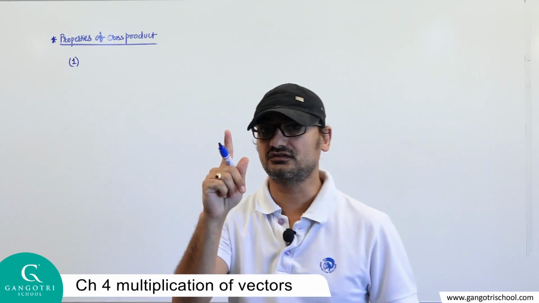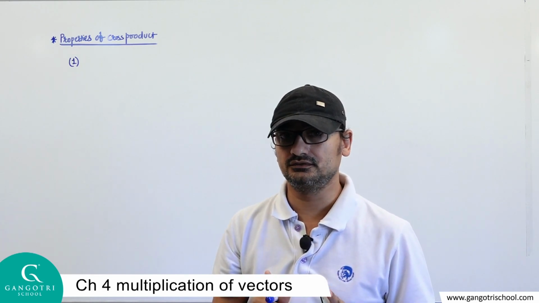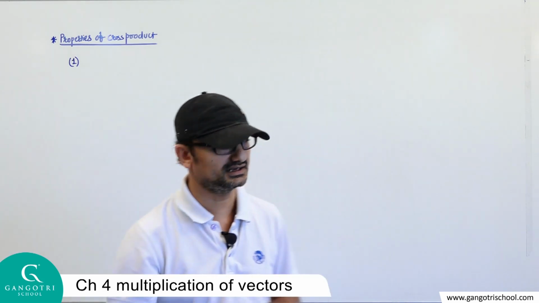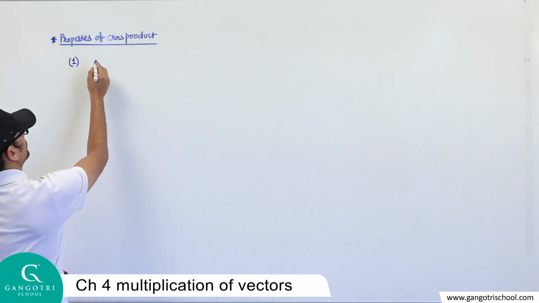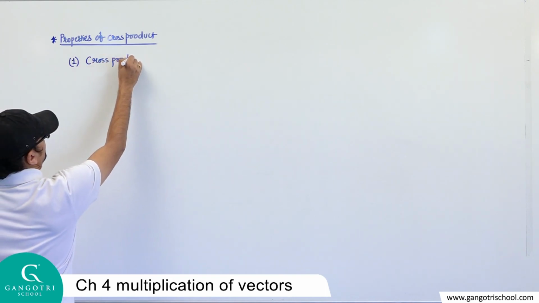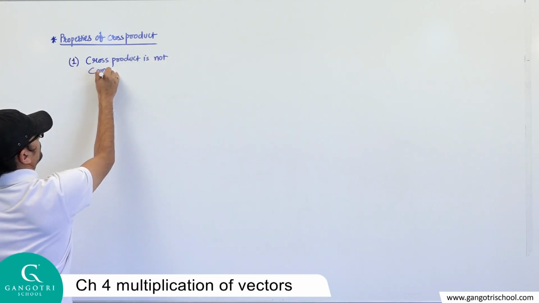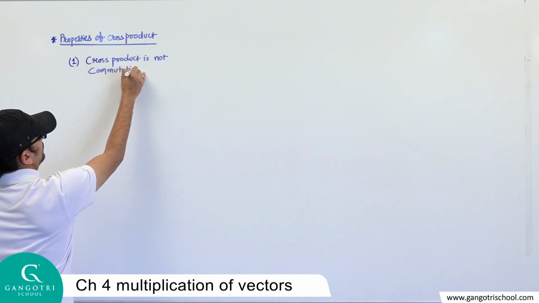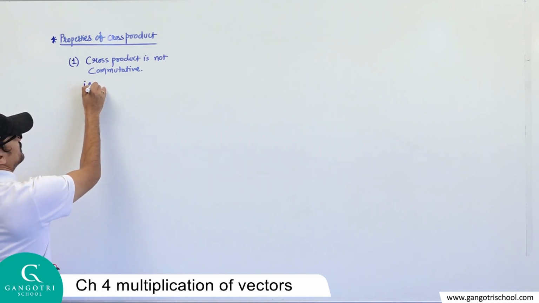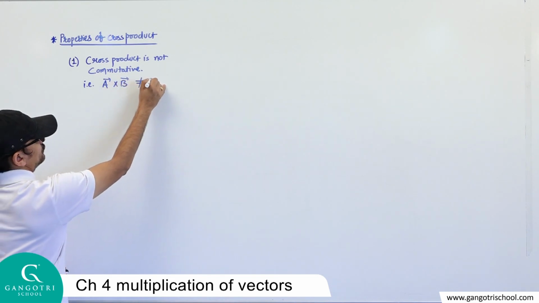If you remember the first property of dot product, it was that dot product is commutative, meaning A dot B also equals B dot A. But on the other side, in case of cross product, the first property is that cross product is not commutative. Cross product is not commutative. It means A cross B is not equal to B cross A.